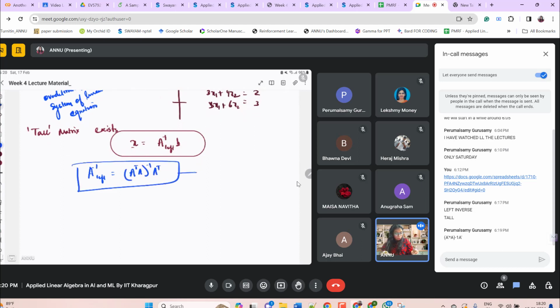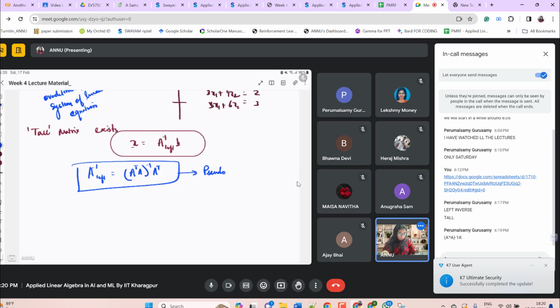This is also called pseudo inverse. So whenever we start linear regression, the pseudo inverse comes into the picture in AI. Linear regression is just a method to classify two sets of data by fitting a line. So in that, the pseudo inverse is used.